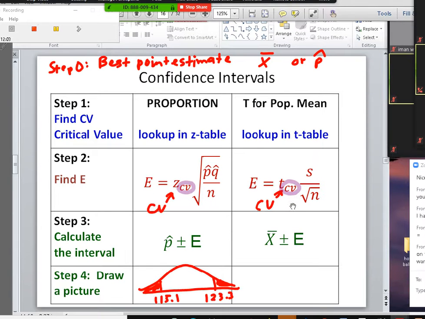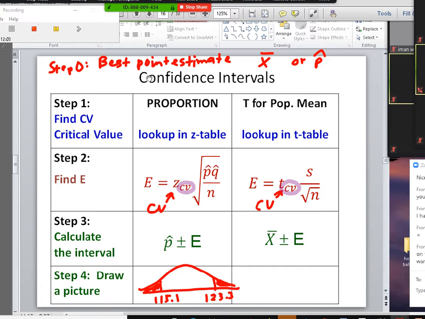And the last thing I wanted to go over before we get into reviewing problems was a review of confidence intervals, because it's been a while, right? So step 0, first find your best point estimate. You guys are going to screw this up. Some of you guys are going to screw this up in about 10, 15, 20 minutes. So step 0, find your best point estimate.